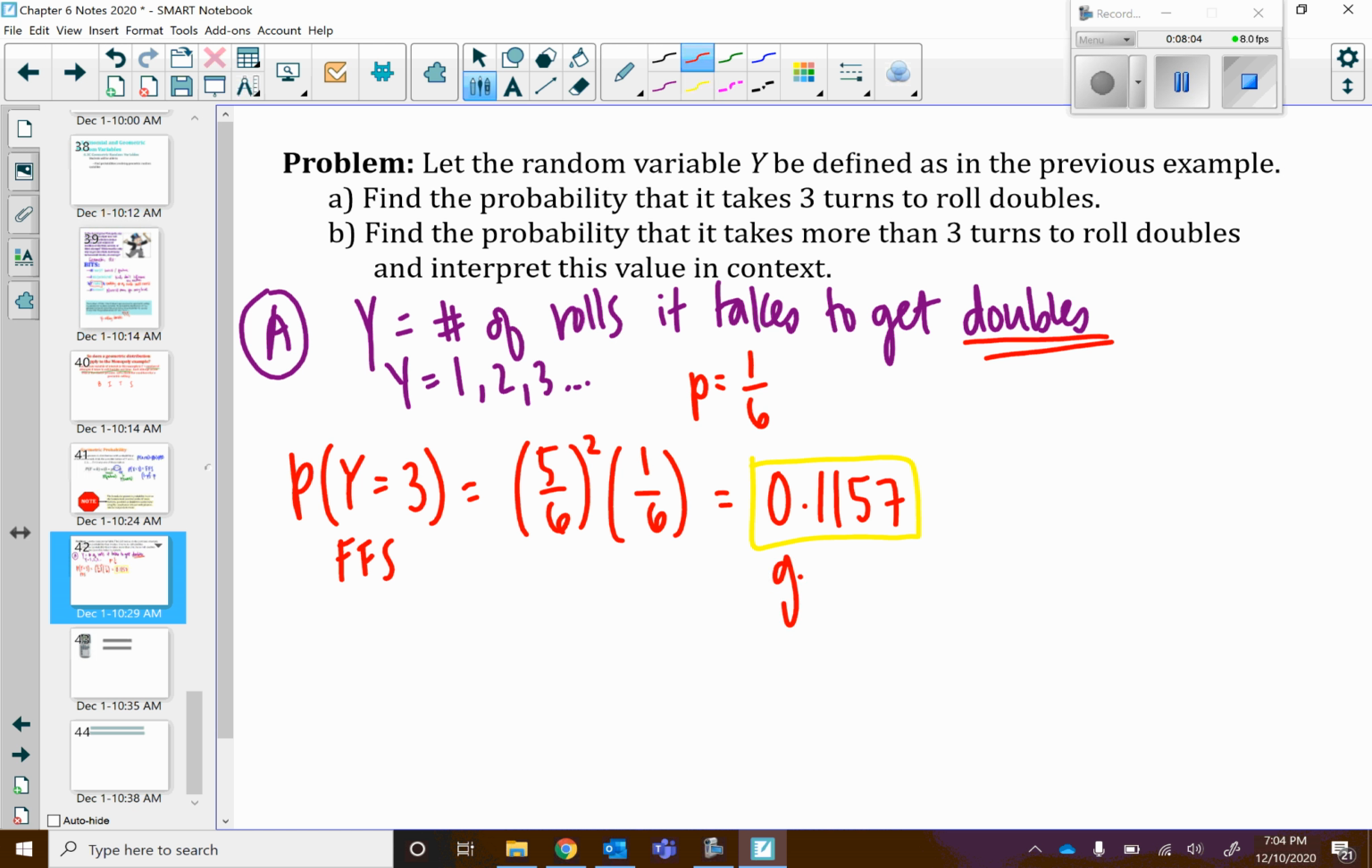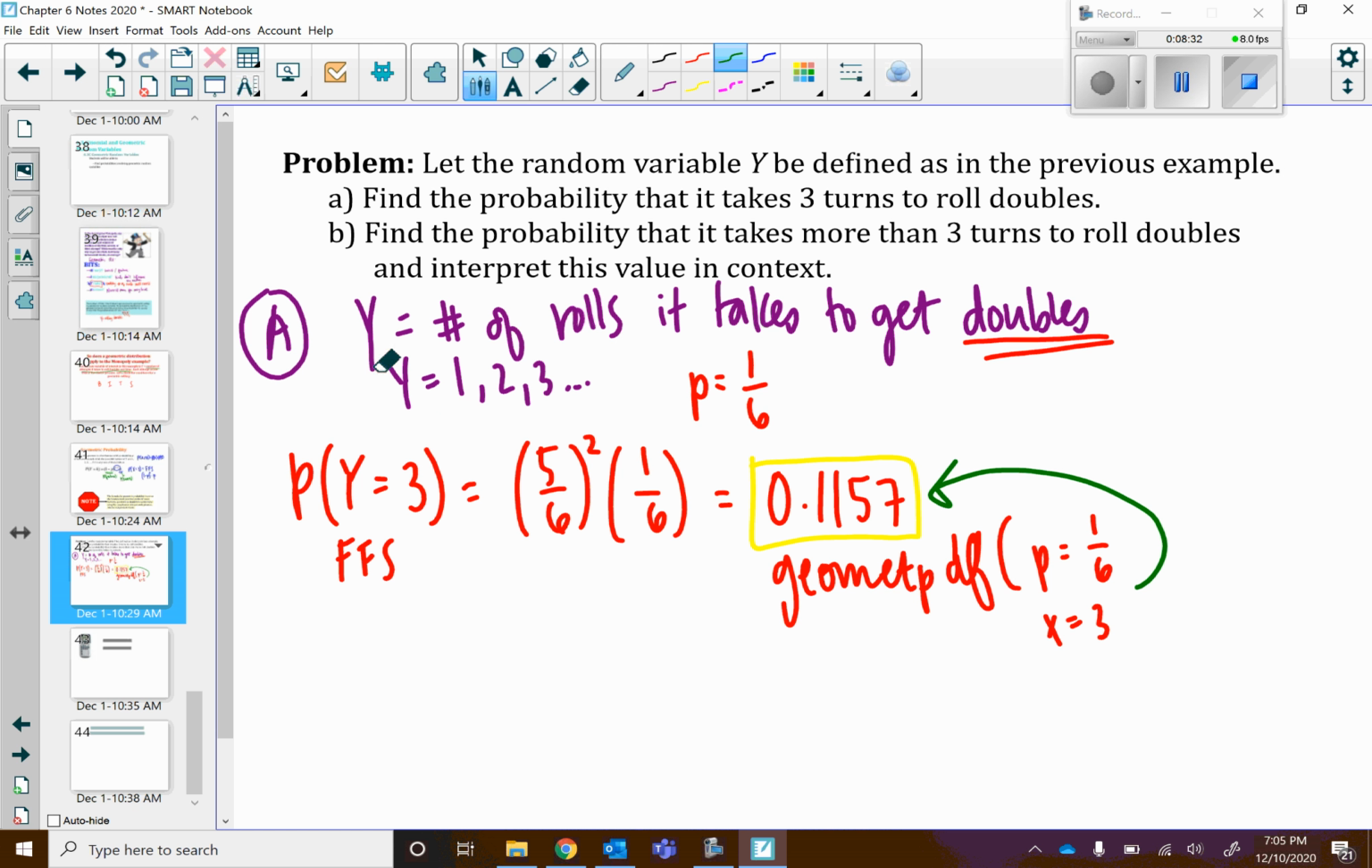And it shouldn't shock you that, of course, there is a calculator command for this. This would be geometric PDF, not CDF, PDF, because it's a particular value. It is one specific PDF. And in that calculator command, it asks you for the probability of a success, 1/6, and the trial number, so that would be 3. Double check your work, but you should get this 11%.